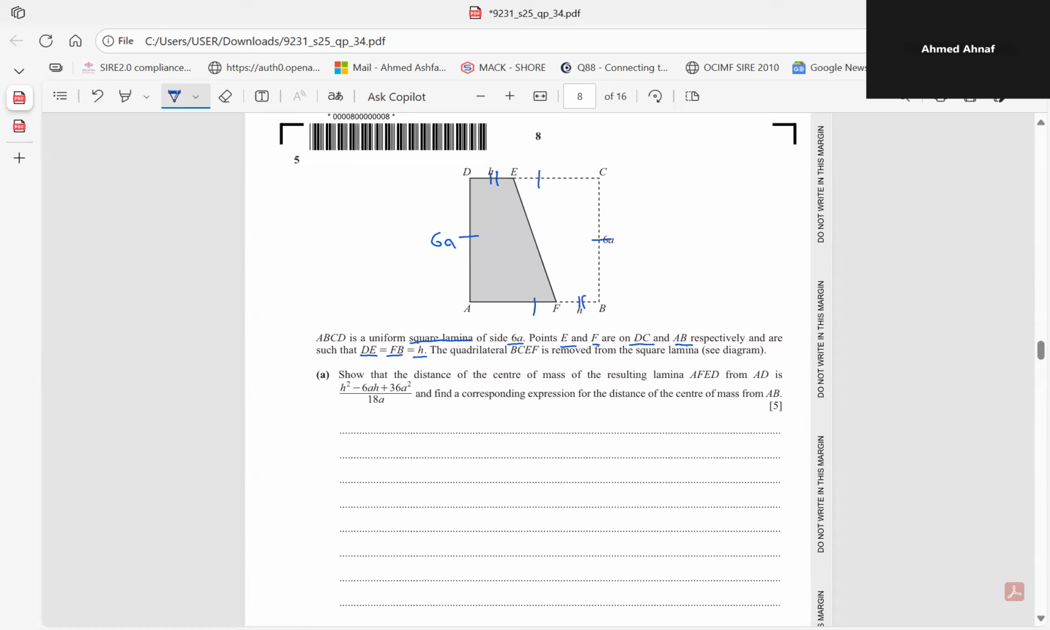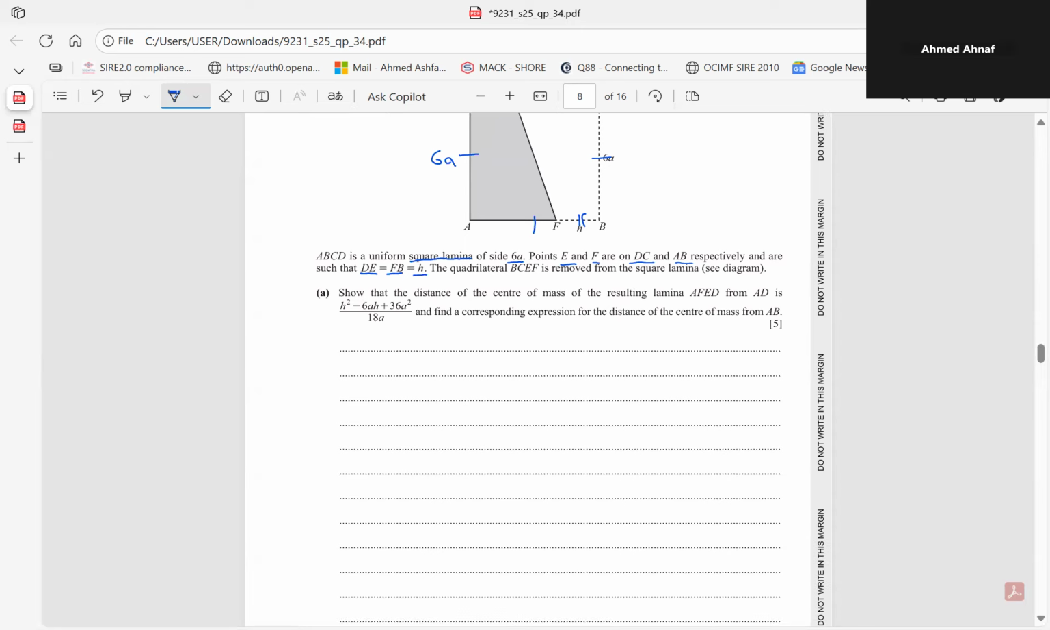Quadrilateral BCEF is removed from the square lamina. So this is the missing part that they removed.